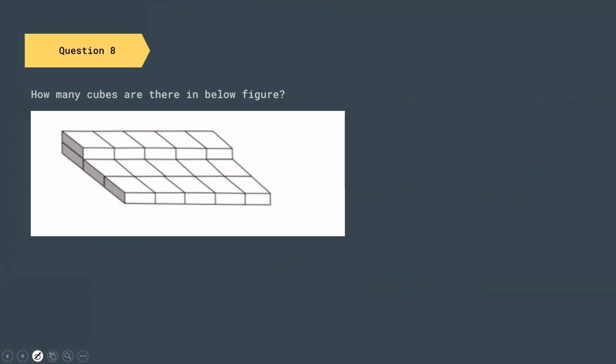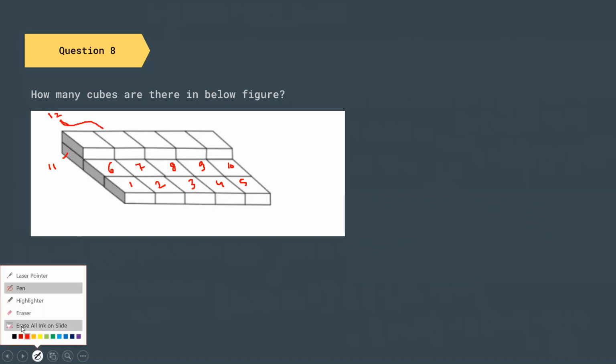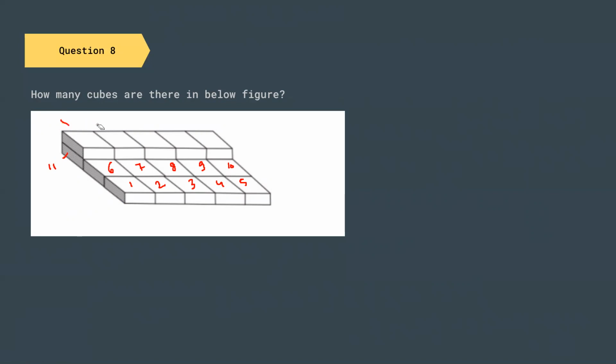Let me change the color of the pen. So this is 1 cube, this is 2 cube, this is 3 cube, this is 4 cube, this is 5 cube. Then this is 6 cube, this is 7 cube, this is 8 cube, this is 9, and this is 10. This will be 11. There will be another cube here, 12. Sorry, this will be this one. I will just erase this once.